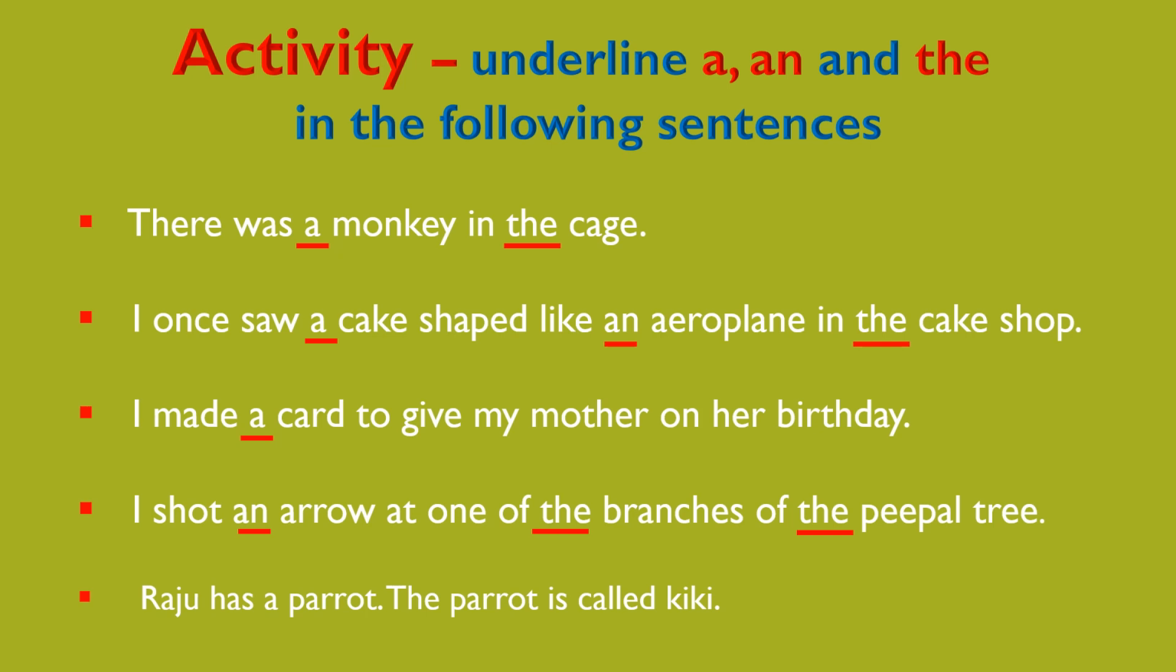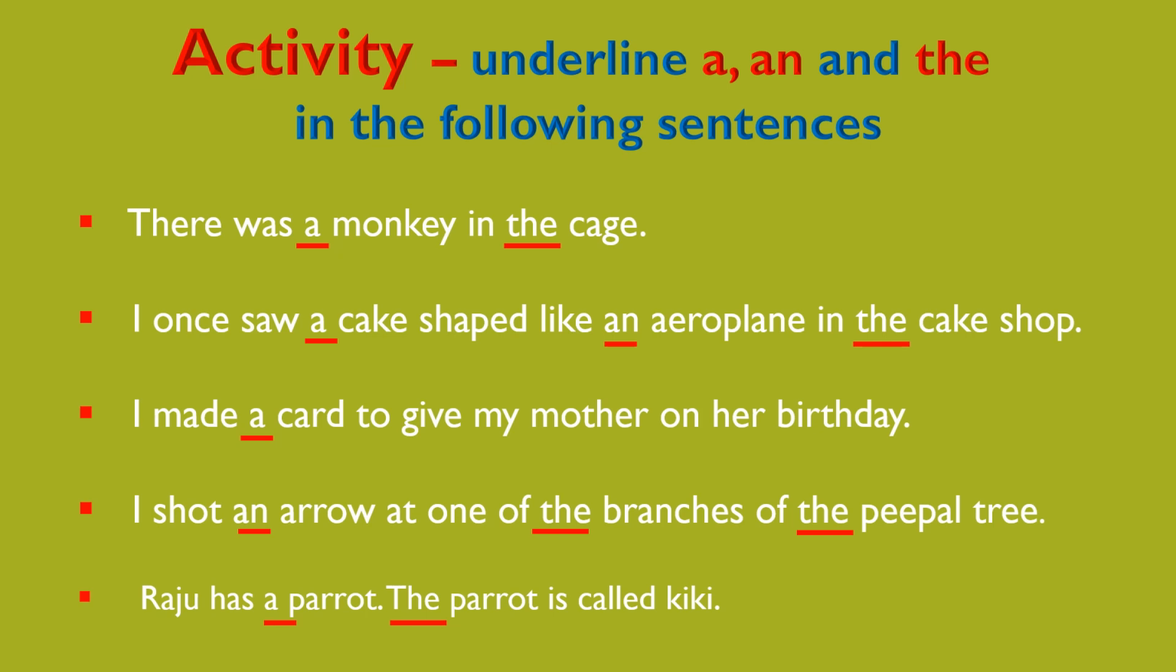Raju has a parrot. The parrot is called Kiki. Can you find out how many articles are there here? Yes, a parrot. Yes, the parrot. So can you see the difference? A parrot and the parrot. Here the word parrot, a noun, is repeated twice. Raju has a parrot. And the parrot is called Kiki.